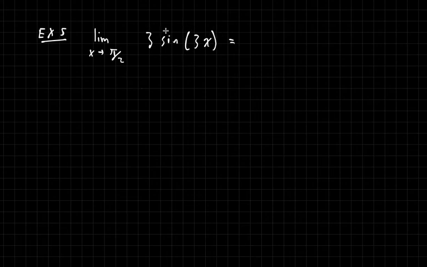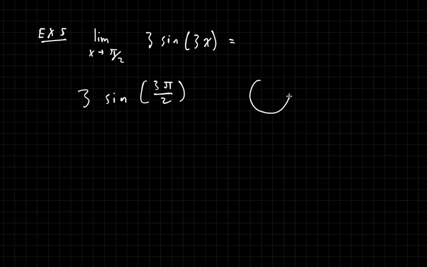So for this case, it's slightly different. You have a trig function, but it's still the exact same process, right? You're assuming this is a function, and you input this value into the function. So 3 sine 3 pi over 2, right? I just plugged in this 3 pi over 2 into the x. And what is this? If you don't know this off the top of your head, you can just draw a quick little unit circle.